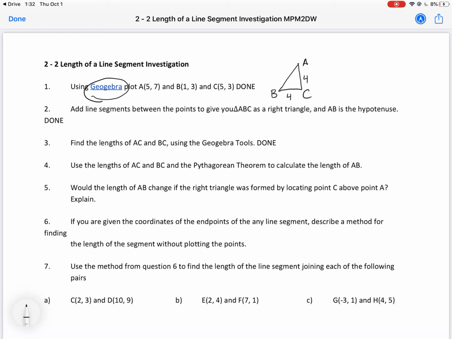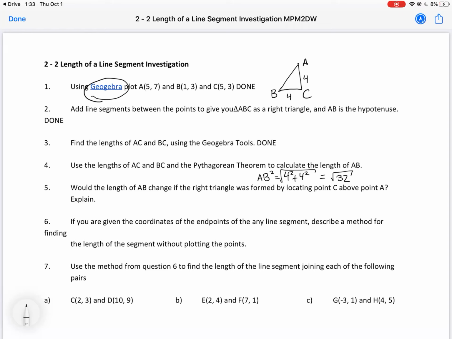You should get 4 using the GeoGebra tool. Then you can use the Pythagorean theorem to calculate the length of AB and check that it matches the value that you got when you were using the GeoGebra tool. So AB squared is equal to 4 squared plus 4 squared, which would have given you root 32, which you can evaluate with your calculator to get the decimal.